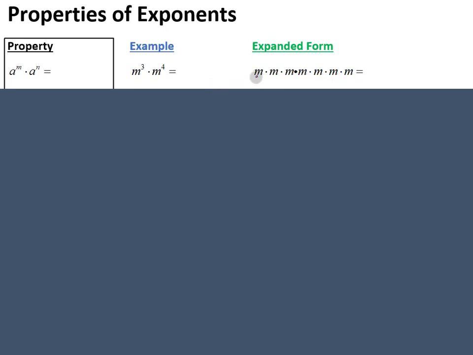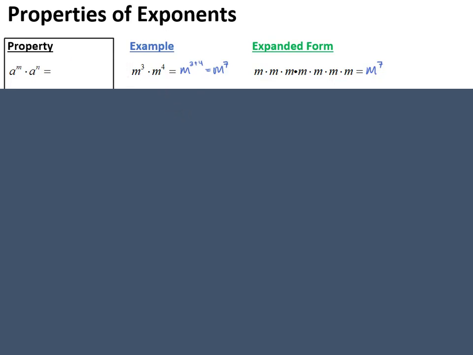So m to the third means m times m times m, and m to the fourth means m times itself 4 times. If we're just multiplying them together, I just used a big multiplication dot here, that just means now we have 7 m's all multiplied together. So we can think of how can I get to that value of 7 from the exponents in my example. Hopefully you can tell we would add our two exponents, 3 plus 4, or m to the 7th power.